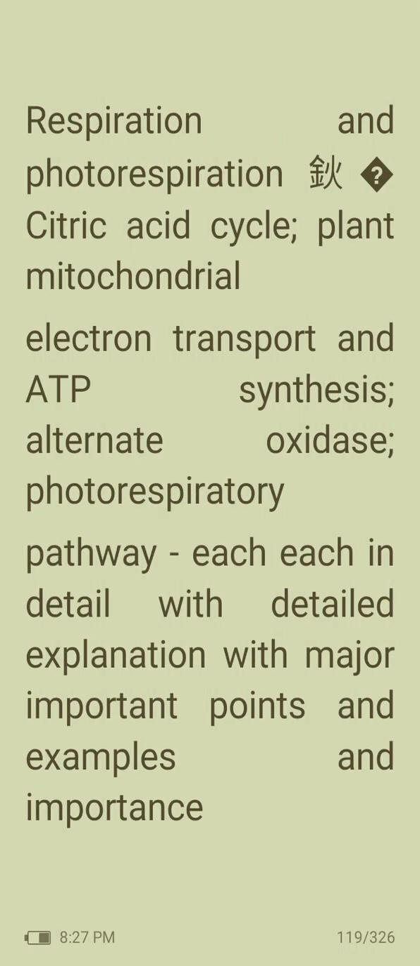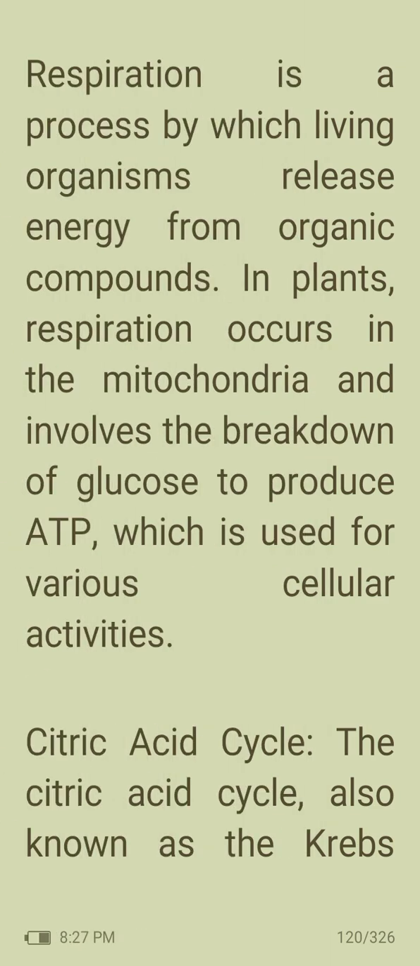Respiration and photorespiration, citric acid cycle, plant mitochondrial electron transport and ATP synthesis, and all those related topics. Respiration is the process by which living organisms release energy from organic compounds. In plants, respiration occurs in the mitochondria and involves the breakdown of glucose to produce ATP, which is used for various cellular activities. Then, the citric acid cycle.